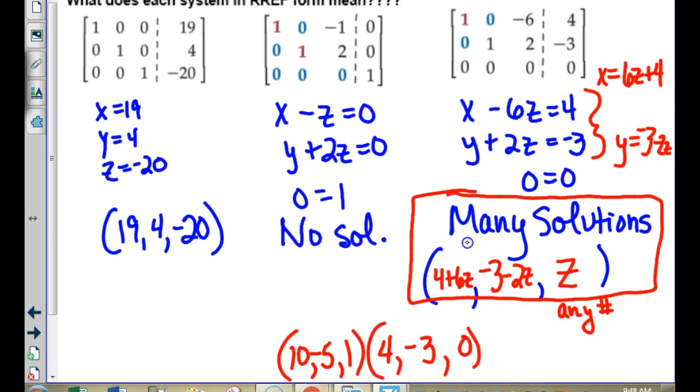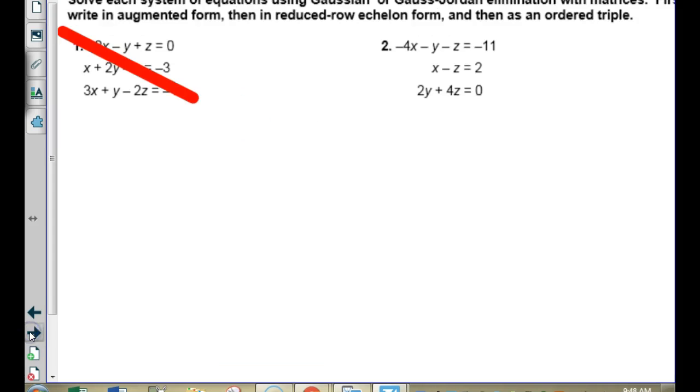When is it many solutions versus no solution? Yes, when you have a whole row of zeros, it's many solutions. And then you have to write out what they mean and get them all in terms of one variable. All right, we are going to jump to problem number 2 down at the bottom.